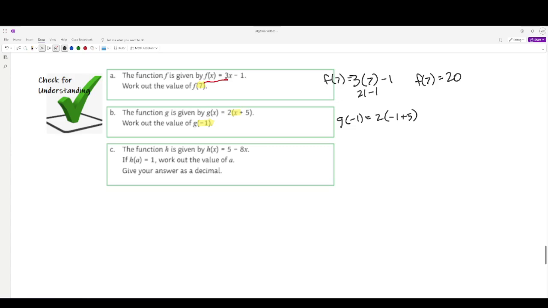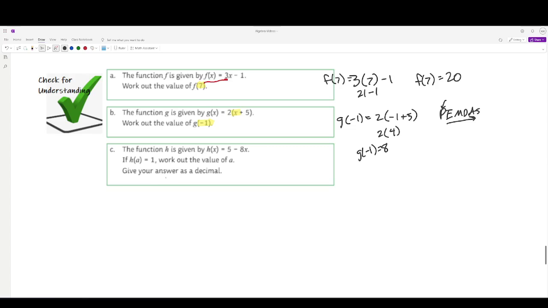Remember that since we were given an input, we are following PEMDAS in forward order, which says do what's in parentheses first. So I don't want you to distribute this 2 to these two parts. That's terrible. Instead, simplify what's in parentheses first. Negative 1 plus 5 is 4. Then multiply 2 times 4 is 8. So g of negative 1 is equal to 8.